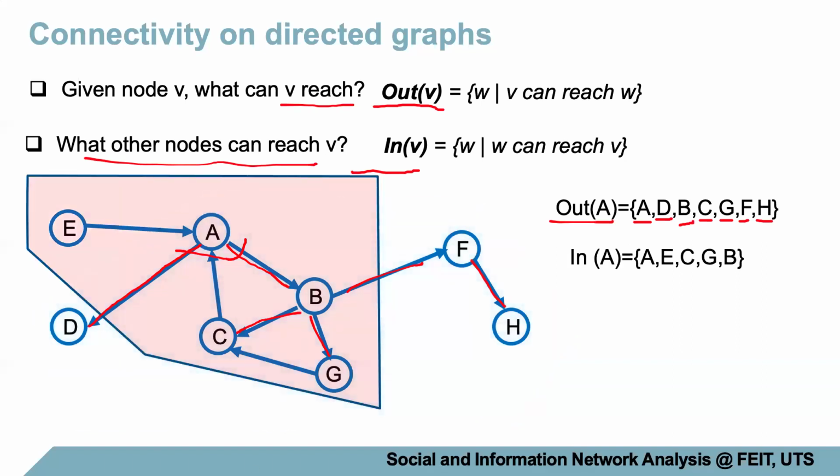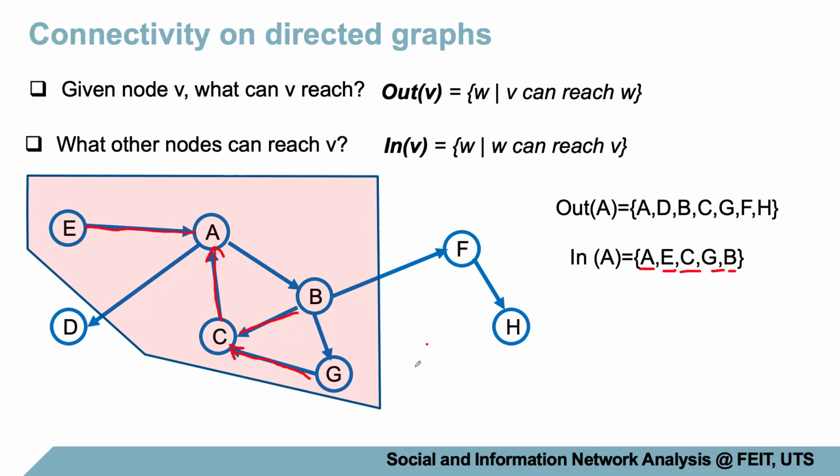For the inset of A, we can see, E can go to A. So we have E here. And also C can go to A. We see an edge here, C. And also B can go to C. G can go to C. That means B and G can all go to C. Of course, A is here. That's the inset of A.